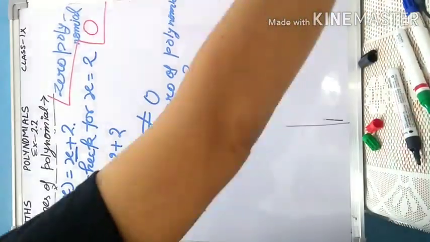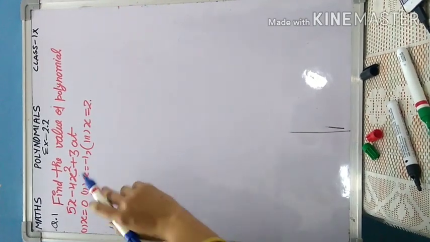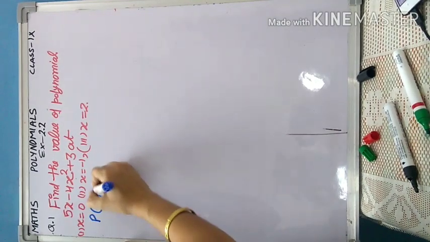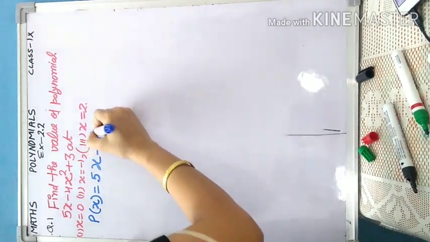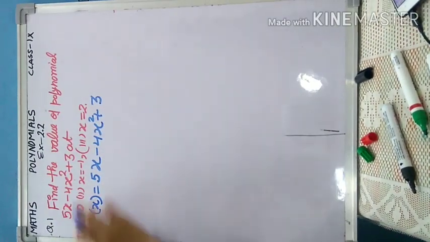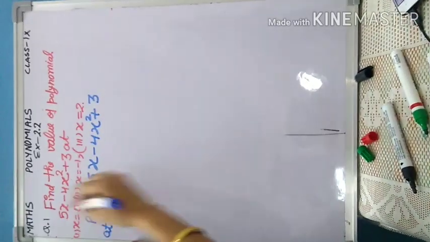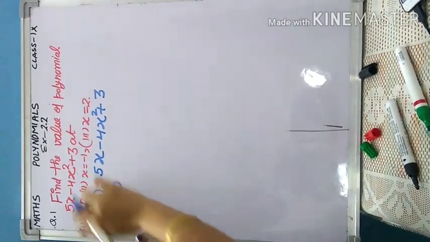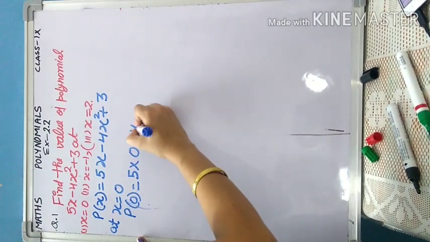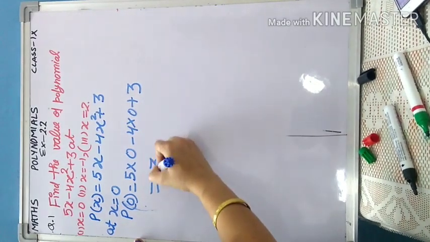Okay, let's see the questions. So now let's see with the question. Here one polynomial is given to you that you can write like this. You have to find the value of this at x is equal to 0. So you will write at x is equal to 0. You are writing x is equal to 0 wherever the x is given: 5 into 0 minus 4 into 0 and plus 3. This is 0, this is 0. The answer is 3 only.